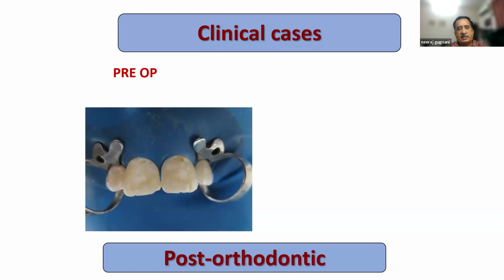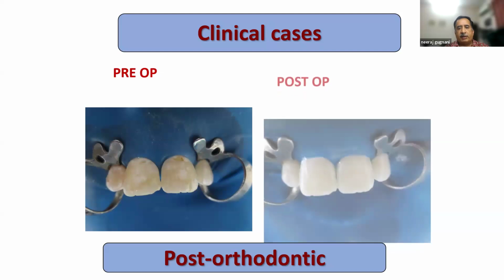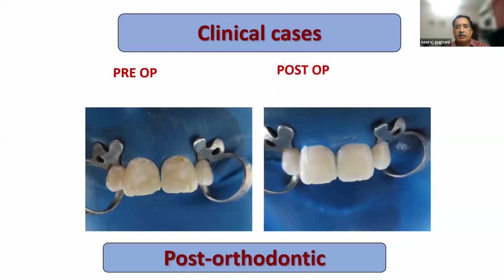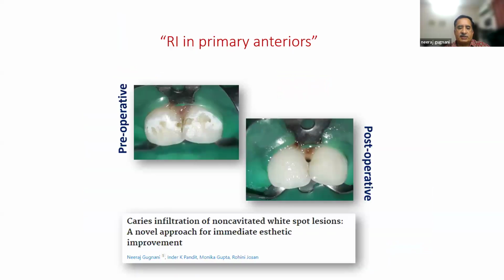As you can see, white opacities after the orthodontic treatment, which can be easily managed by resin infiltration within few minutes. This is a case which is also published. It is a primary incisors showing the white opacities, and with the help of resin infiltration, you can easily achieve aesthetic improvement, also the arrest of caries.